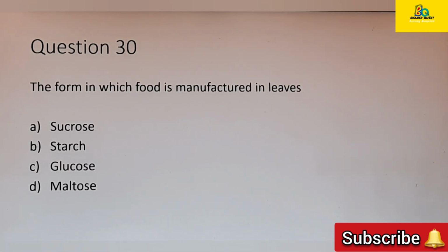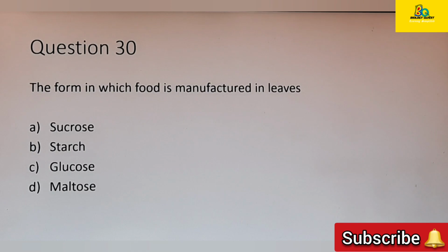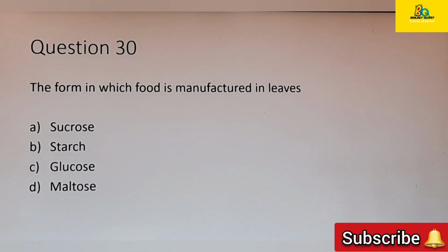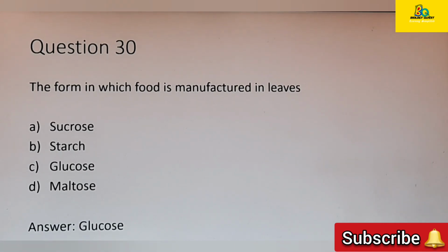Next question, the form in which food is manufactured in leaves. Yes, food is manufactured in the form of, look at the options, sucrose, starch, glucose, maltose. The form in which food is manufactured in leaves is glucose. It is transported from the leaves to the different parts of the plant, mostly as sucrose, and it is stored in the plant in the form of starch. So the form in which food is manufactured in the leaves is option C, glucose.